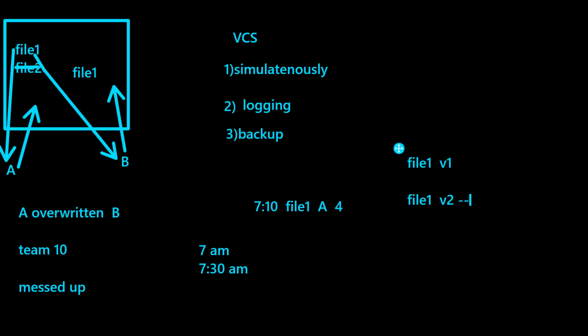Don't ever do that. Maintain the versions, maintain the backups. You maintain the v1 version of file 1, and similarly you maintain version 2 of file 1. Maintaining the backups and the versions will all be taken care of by the version control system. These are the main things a version control system can do: back up the files, store the files securely, maintain the logging, and allow multiple people to work on the files. So this is what a version control system does.